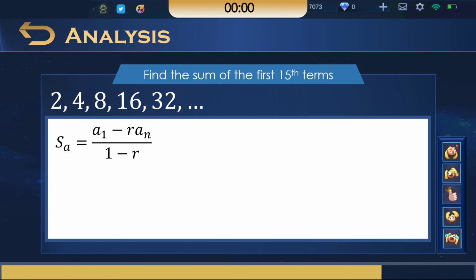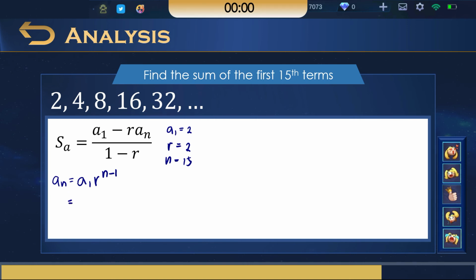Okay, so let us now try to find the sum of the first 15 terms of this sequence. First thing that we are going to do is look for the a sub n. For us to look for the a sub n, we're going to use the formula a sub 1 times r raised to n minus 1. Given that we have a sub 1, which is 2, r, which is 2, and n, which is 15, we're going to look for the a sub n, or the last number.